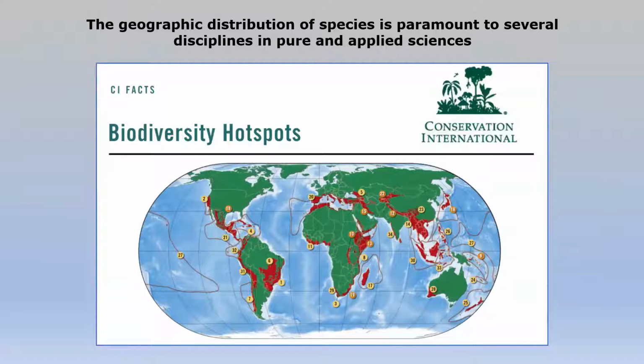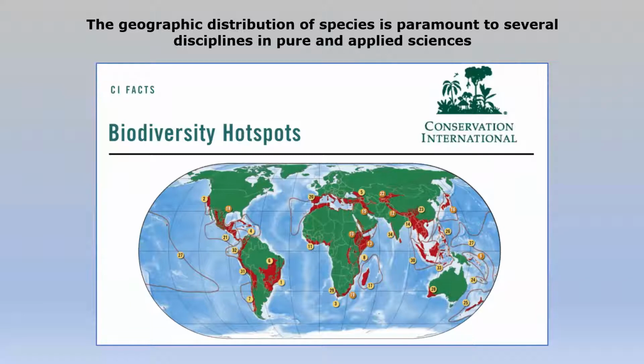These are Conservation International's biodiversity hotspots, which are areas in the world that hold high species richness, high species endemism, and also high extinction threat. Initiatives like these are important to guide conservation decisions and are supposed to represent the world biodiversity as a whole.